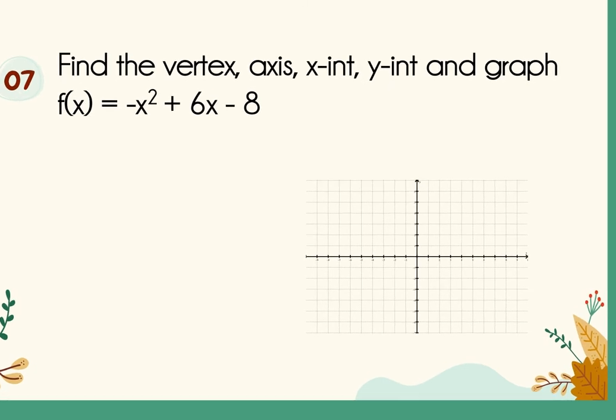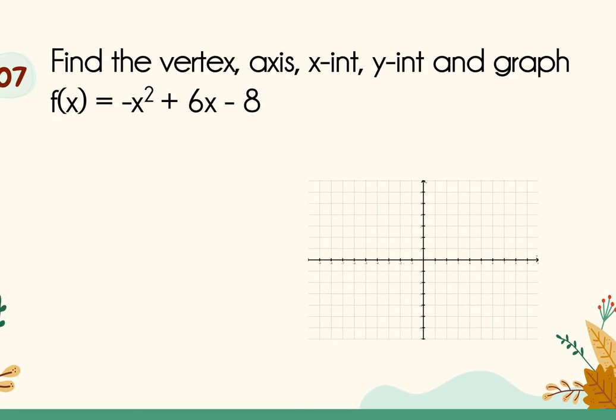All right, we're going to do one more. Vertex, axis, x-intercept, y-intercept, and graph it. So which way is this facing this time? Upside down. Okay, it doesn't ask for it, but that means it would have a max. And it doesn't ask for the range, but it would be negative infinity up to k.